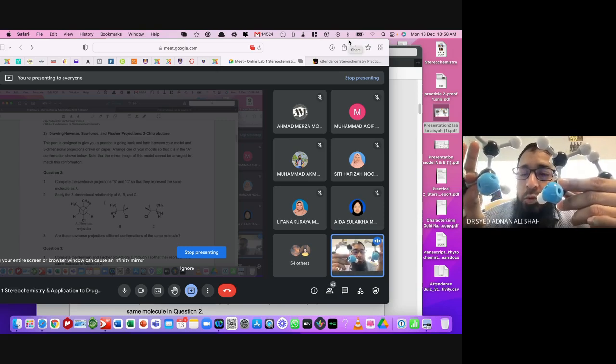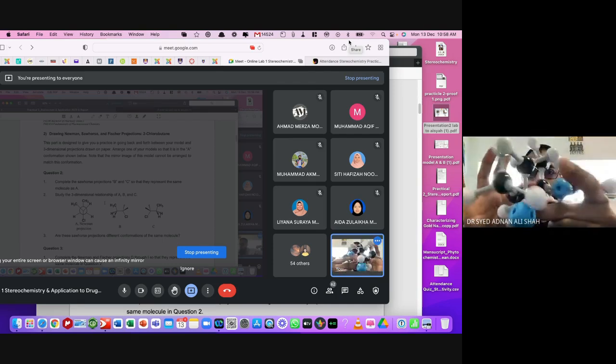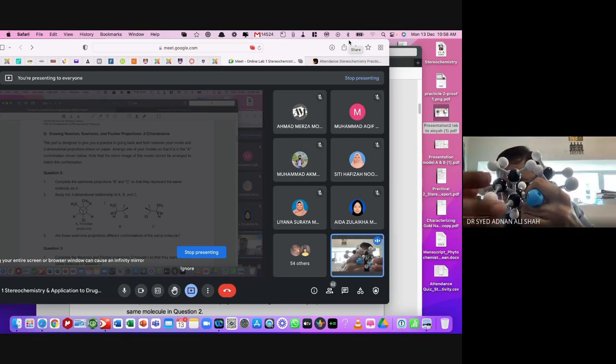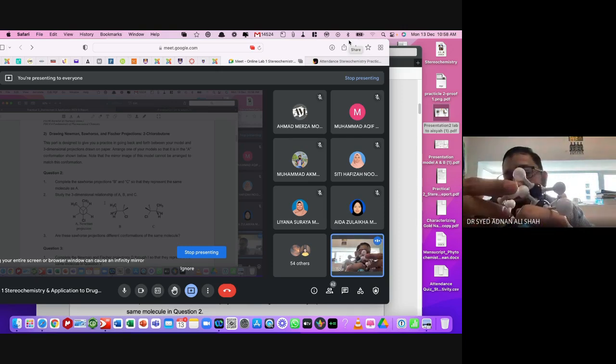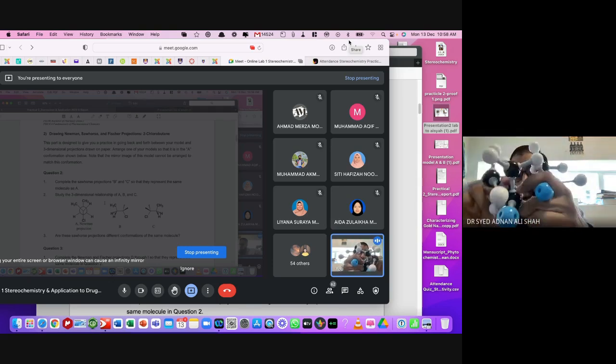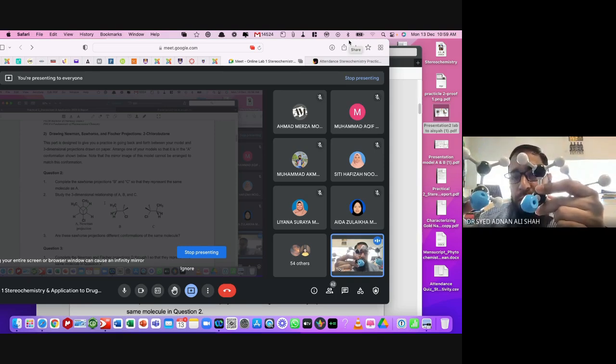Though they are mirror images, they are non-superimposable mirror images. If I put it like this, you can see chloride at the hydrogen, and then this one is methyl with the CH2 CH3. So they have non-superimposable mirror images.